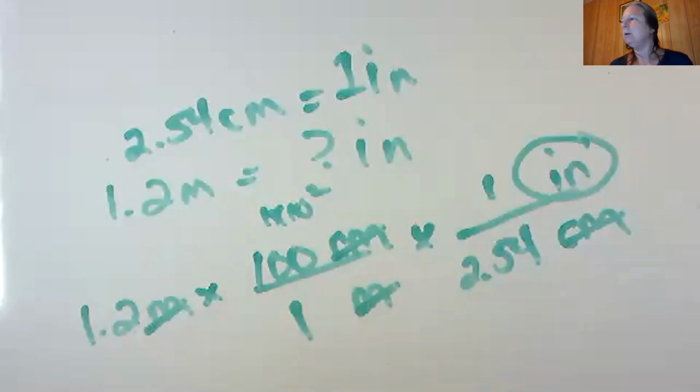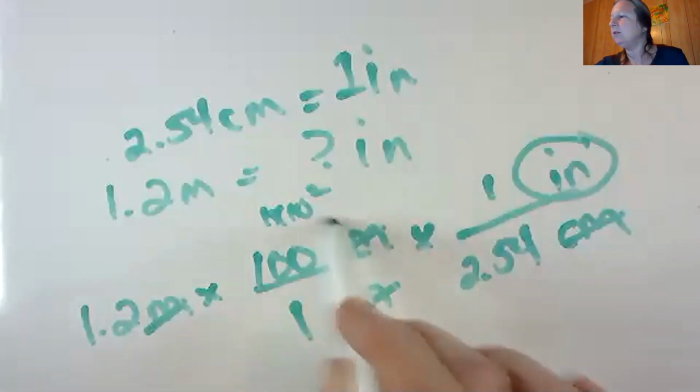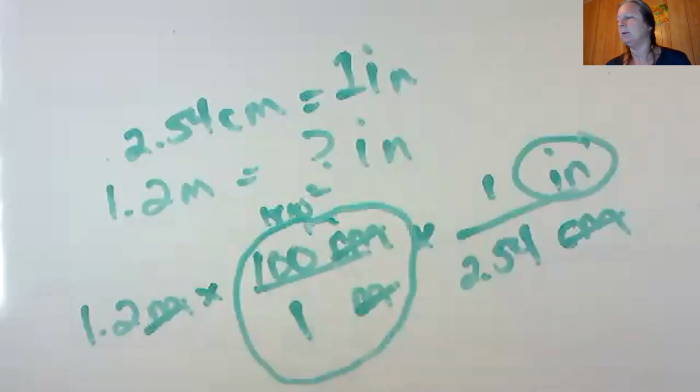And then this is all multiplication. Now, this is an exact number. This 100 centimeters per meter is not a measurement that can fluctuate depending on who's making it. This is an exact number. It's a definition, so that's an exact number. The only thing that actually matters for sig figs is the 1.2.